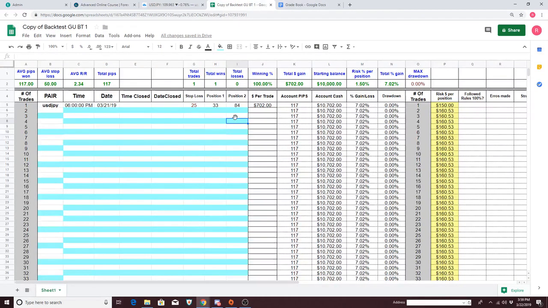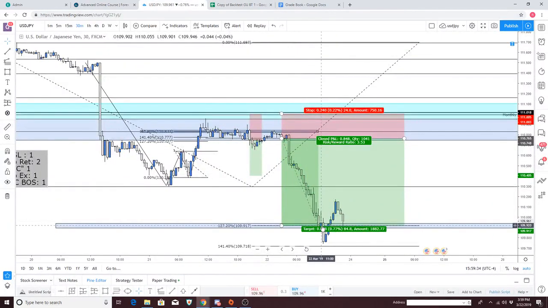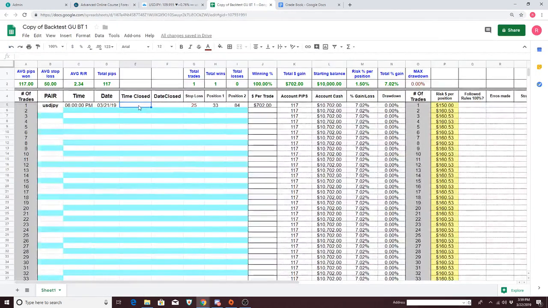So what I normally do is I enter 2 positions at around 1.50% risk, so it averages to about 3% risk per trade. Then I'm going to put the time close for this trade, because that's how the overall trade ran. We ended up closing this morning, the 22nd, 03-22-19. Oops. And the time close was around 10:30 in the morning, a.m.